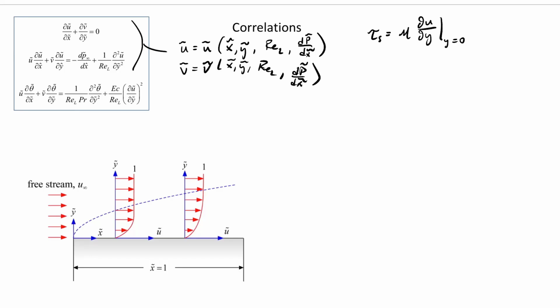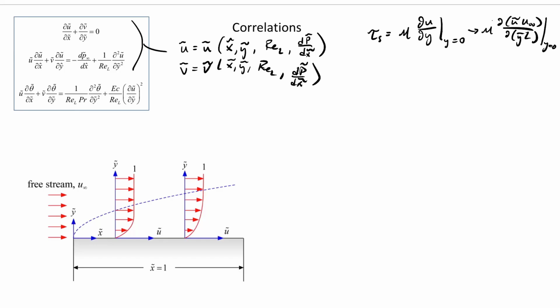Shear stress is the velocity gradient in y at y equals 0, right at the surface. So if we go through and do our substitution for our non-dimensional variables on that, we end up with that's equal to mu times the partial of u tilde times u infinity over the partial of y tilde times L, all that at y equals 0. That's our non-dimensional variable definition of tau s.